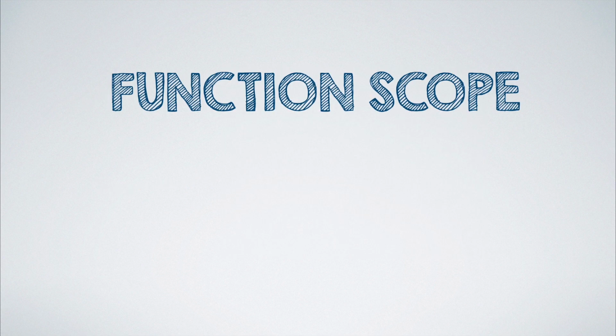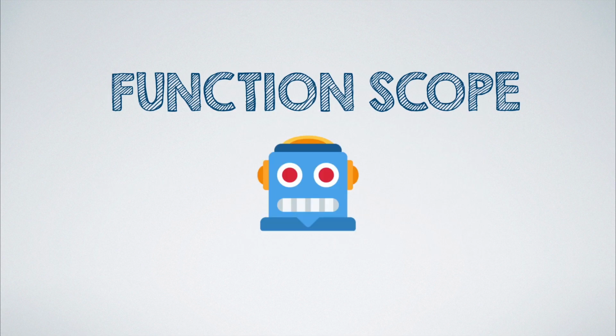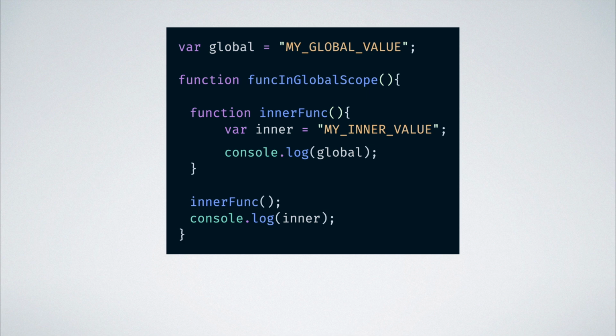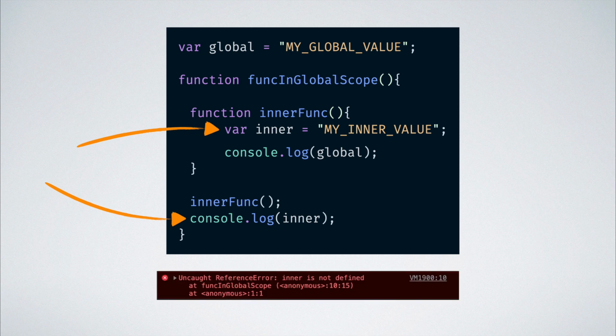Next, we have the function scope, which means that variables that are declared within a function are only accessible inside of that function but not outside of it. Continuing with the previous example, if we define a variable inside of the inner function and then try to access it anywhere outside of that function, we get an error. That is because, as the variable was declared inside of the inner function, its scope is limited to the boundaries of that function. And to the engine, it is as good as the variable does not exist outside of that function.